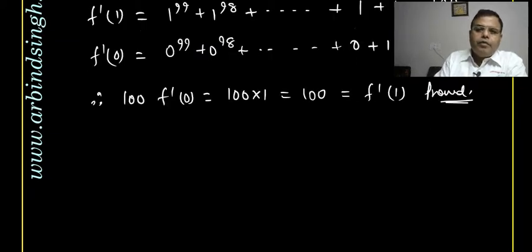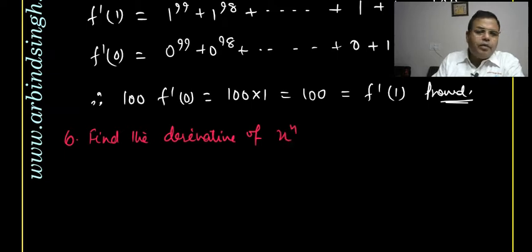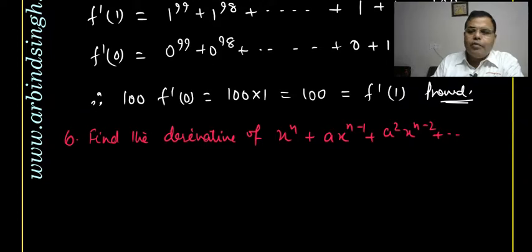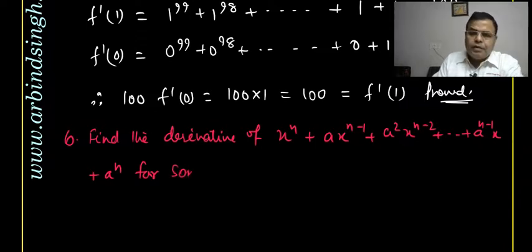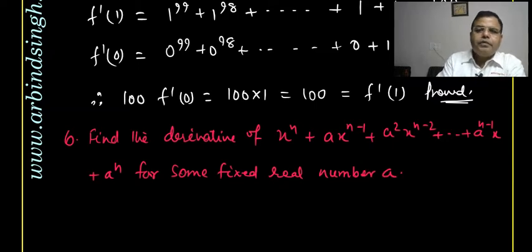Now there must be one more question, that is question number 6, and this question is: find the derivative of x to the power n plus a x to the power n minus 1 plus a square x to the power n minus 2, like this, up to a to the power n minus 1 x plus a to the power n, for some fixed real number a. Real number a. Right? So that we have to discuss.